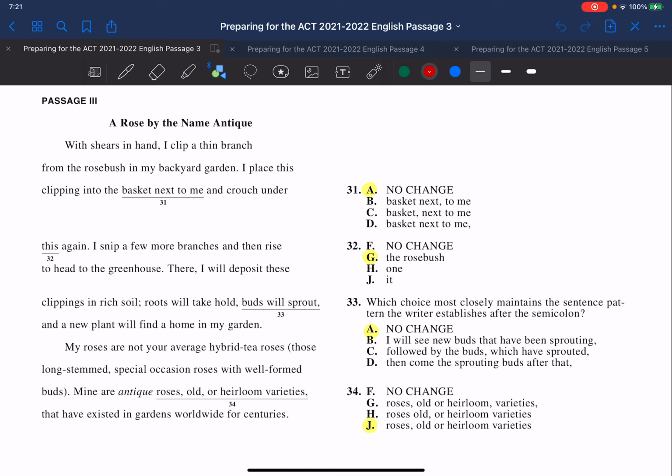This is the Preparing for the ACT 2021-2022 English passage number 3. If you know which question you want to see an answer to, you can jump ahead in the progress bar or in the description.